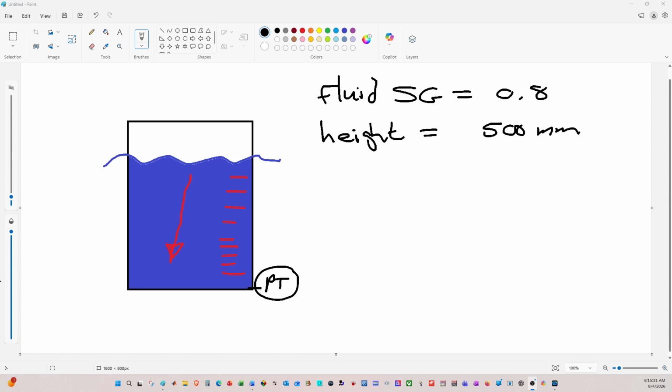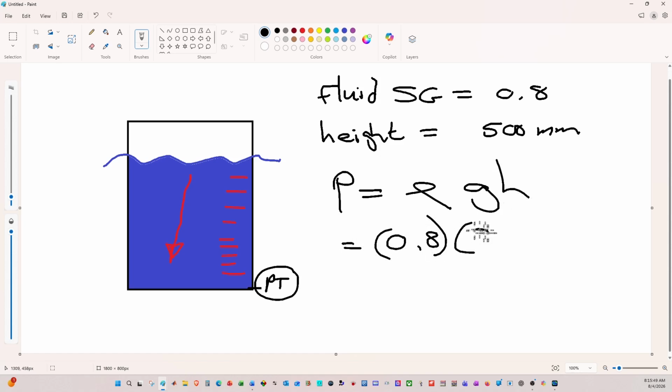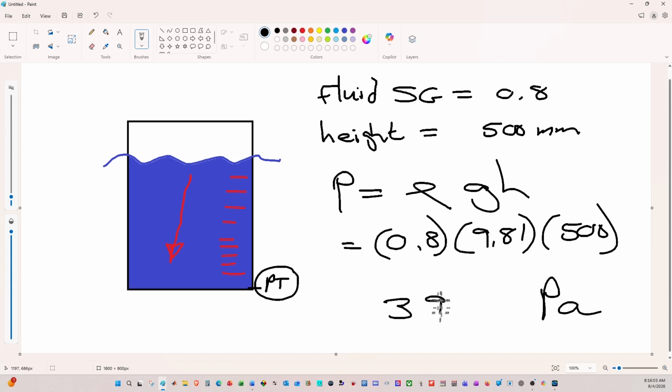Here I have a variation. I'm dealing with a liquid which has a specific gravity of 0.8, and the height is now 500 millimeters. Same process. Pressure is equal to rho GH. In this case, my specific gravity is going to be 0.8 multiplied by 9.81 meters per second squared multiplied by 500. Now remember, I am dealing in millimeters, and so my answer will be in pascals. And if you do the calculation, you're going to get 3,924 pascals. In other words, 3.9 kilopascals. That would be the way to do this calculation.